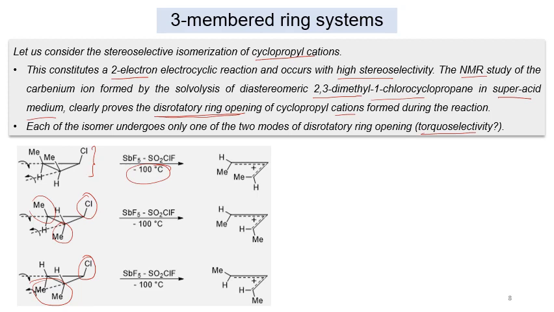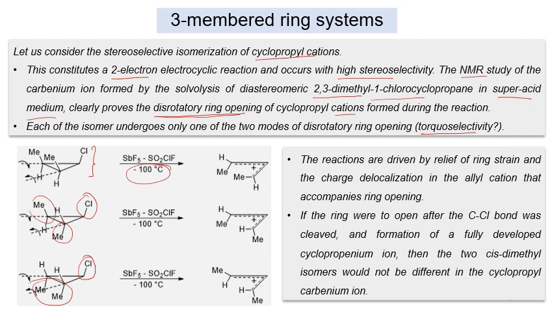Why is this reaction driven? These reactions are driven by relieving of the ring strain and the charge delocalization in the allyl cation that accompanies ring opening. Okay, so once you open the ring, it forms an allyl cation, and obviously charge delocalization leads to stabilization, and the major factor is the relief of the ring strain.